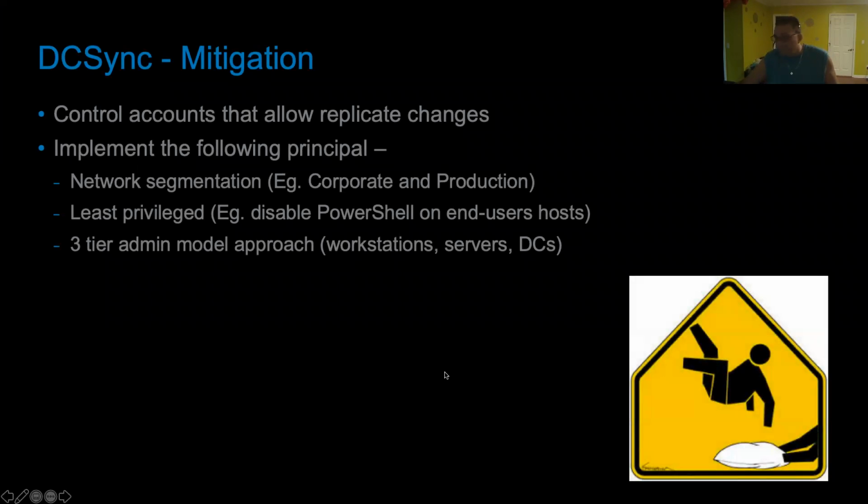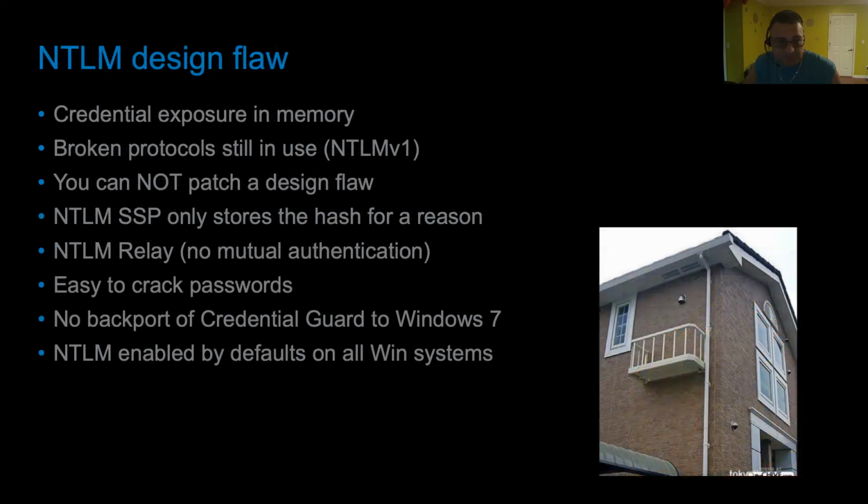In order to mitigate DCSync, obviously we want to control accounts that allow replicating changes. And we want to implement some principles that will reduce the risk of propagating within our network, like network segmentation, least privilege, and three-tier admin, which I'll get into soon.